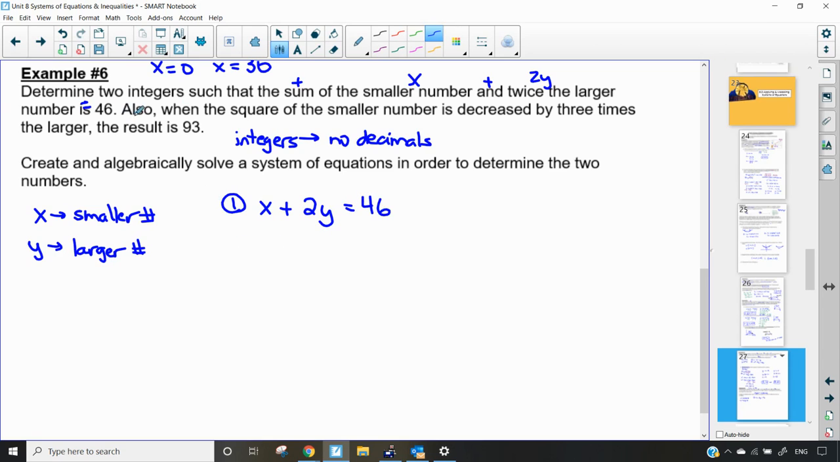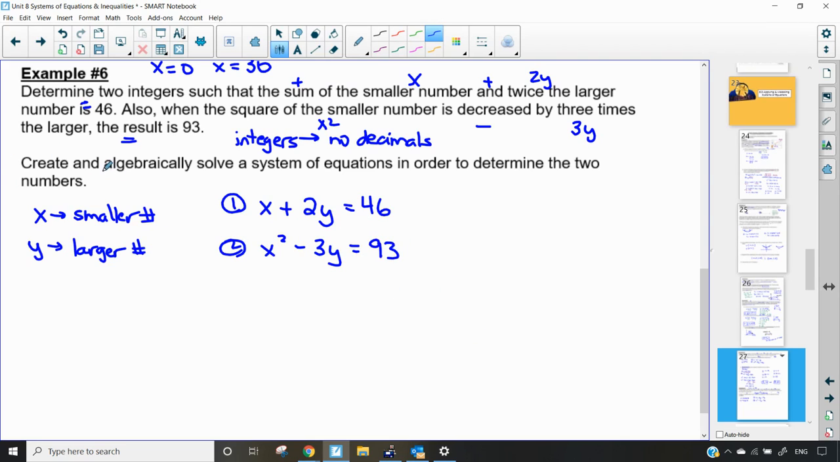Now my second equation, it says when the square of the smaller number is decreased. So the square of the smaller number, that's x squared, is decreased by. So that means something is being subtracted from the x squared. So that means x squared minus 3 times the larger. Well, the larger is y, so 3 times y. The result is, in other words, equals 93. So my second equation will be x squared minus 3y equals 93.